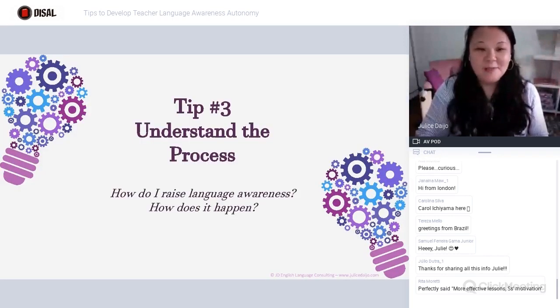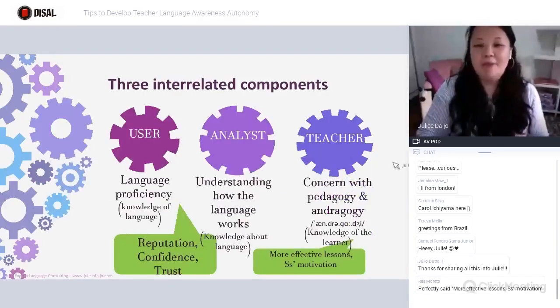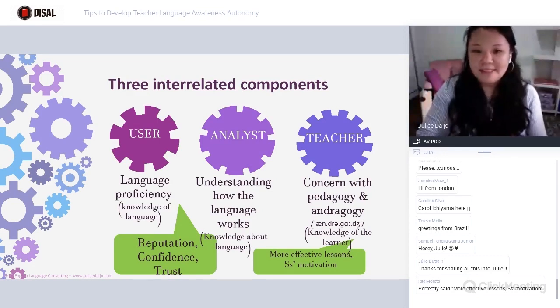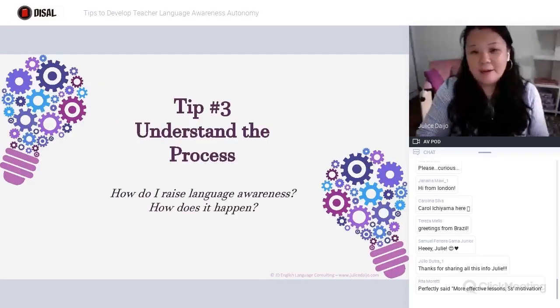Let's start with the process. So how do I raise language awareness? How does it happen? How do I become a better user, a better analyst, and a better teacher? And in today's session, in particularly with autonomy, how can you do it on your own? Of course, it doesn't mean, guys, that using today's session, you can do everything alone. No, but it's an alternative.